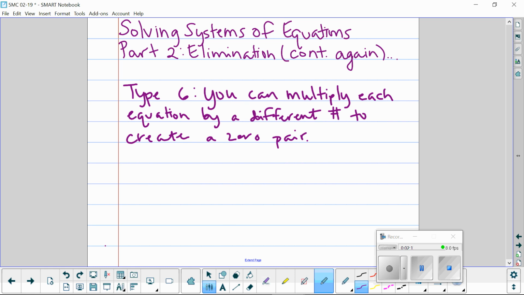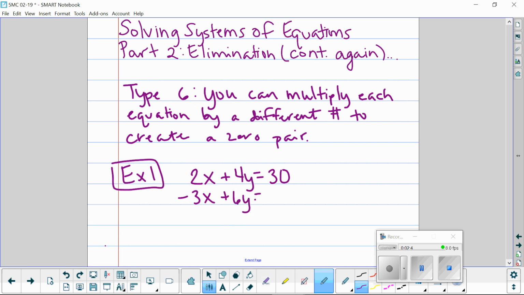So, example 1. Oh, look at that, my handwriting's getting better already. Gosh, I'm good. Is 2x plus 4y equals 30, and -3x plus 6y equals 3.